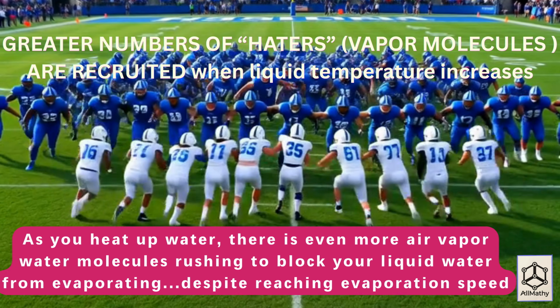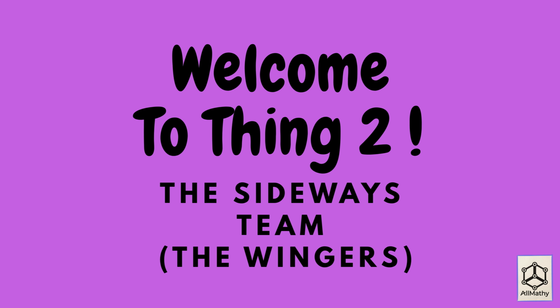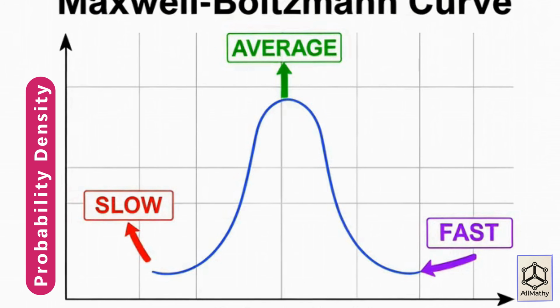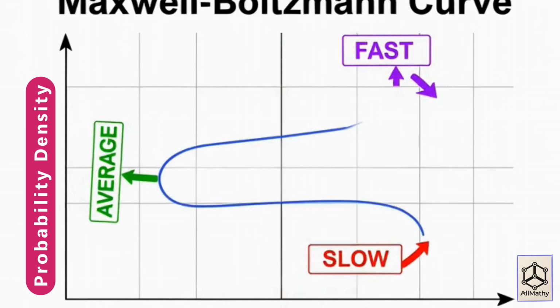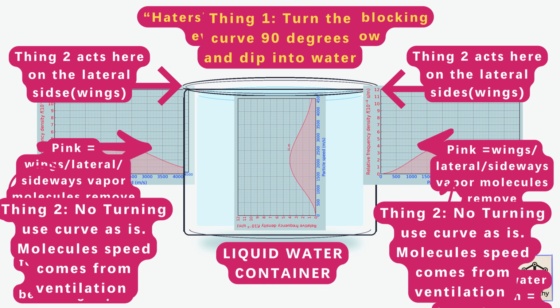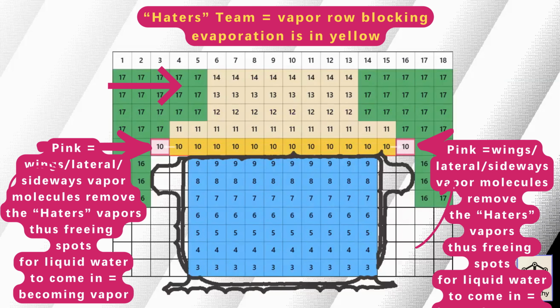Making it even more difficult for liquid water molecules to break away. That is why you need Thing 2. Just as we flipped the distribution curve 90 degrees counterclockwise and dipped it into the water for Thing 1, we must now place the distribution curve on the sideways edges of the water container and the lateral air region around it. This is the missing move. This is the move most people leave out. And once you leave this out, you miss the whole point of evaporation.